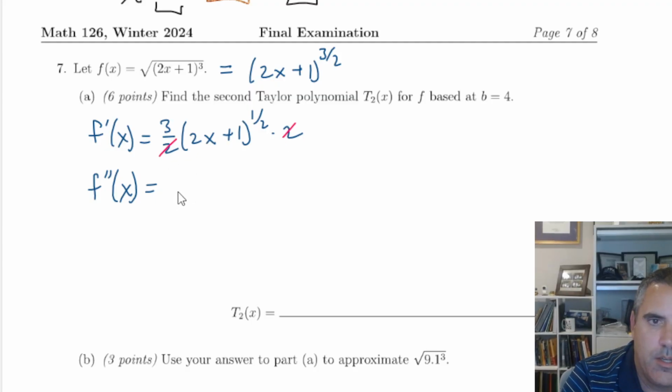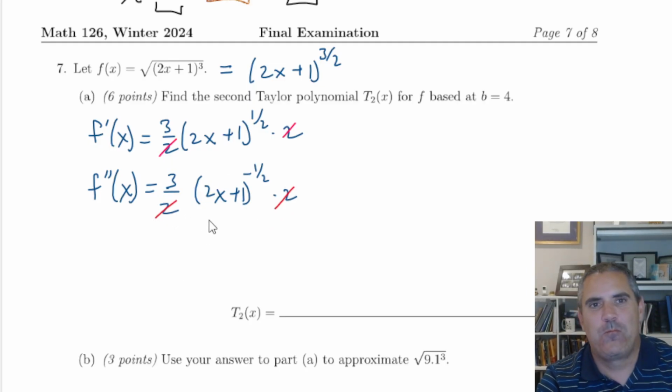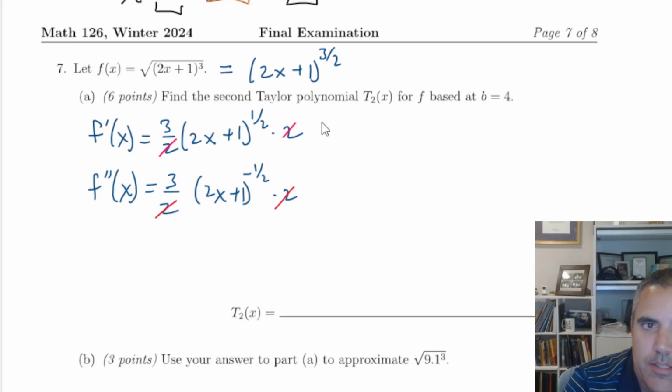Okay, so now we're going to have 3/2 bringing that half down, 2x plus 1 to the negative 1/2 times the derivative inside, which is 2. Oh, the 2's cancel again. That's nice. And then we're going to plug in 4 to all of those things.